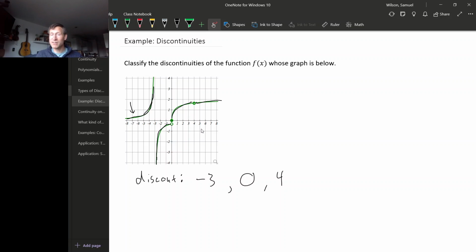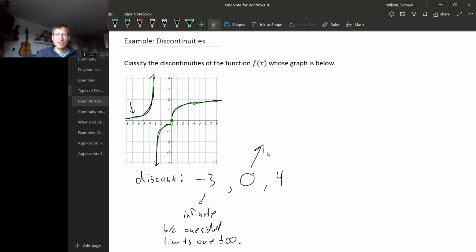All right, so what kind of discontinuities are these? Well, at -3, you can see that the one-sided limits at -3 are clearly plus or minus infinity. So -3 is an infinite discontinuity. And this is because the one-sided limits are plus or minus infinity.